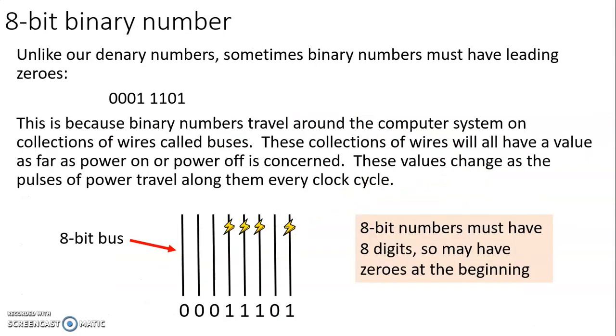Now, unlike our denary numbers, 8-bit binary numbers sometimes must have leading zeros, so 0001 1101. This is because binary numbers travel around the computer system on collections of wires called buses. These collections of wires will all have a value as far as power on or power off is concerned. These values change as the pulses of power travel along them every clock cycle. So this is an 8-bit bus. 8-bit numbers must have 8 digits, so may have zeros at the beginning.